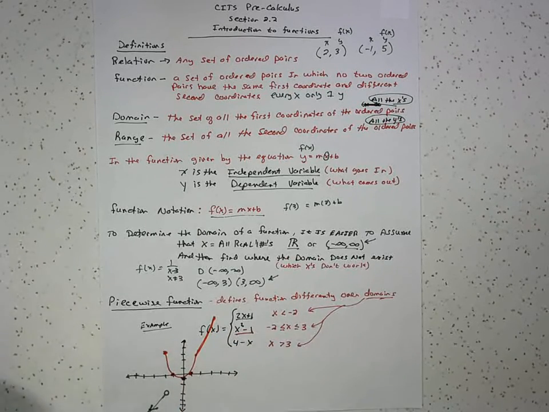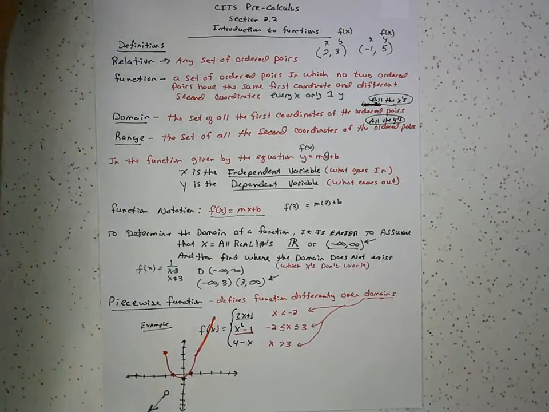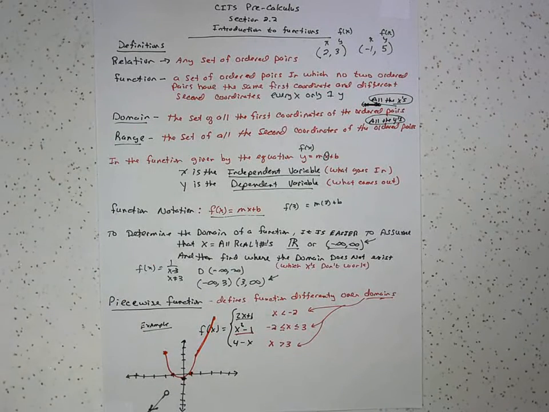So there's the graph of the second part of the function. The third one goes back to a linear. Any number bigger than 3, I use 4 minus x. So if the value is 3, I end up with 1. So at 1, 2, 3, I'm up here at 1. And that should again be an open circle.